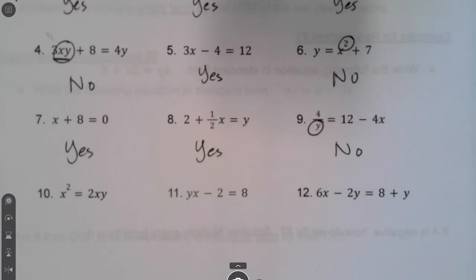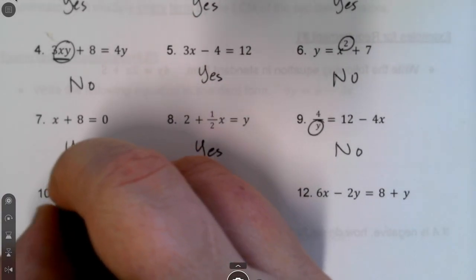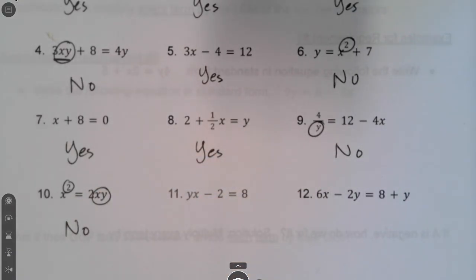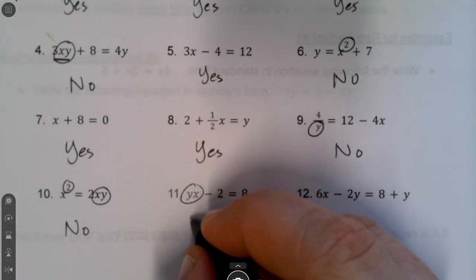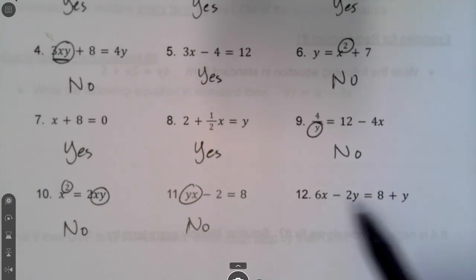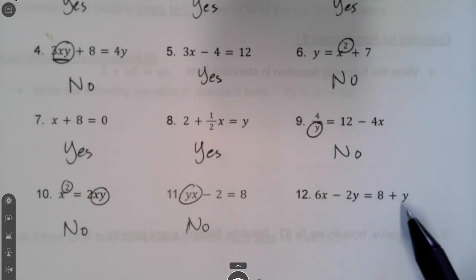Okay, 10's got 2 things that would keep it from being linear, the exponent and the variables being multiplied, so it's no. Okay, 11 has variables being multiplied together, so it's also a no. And finally, this throws people off. They're like, wait a minute, y shows up twice. That's true, but there's no rule against that. Just think through the rules.